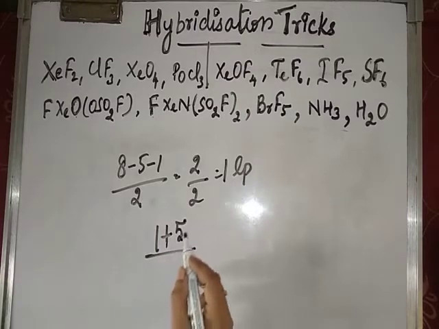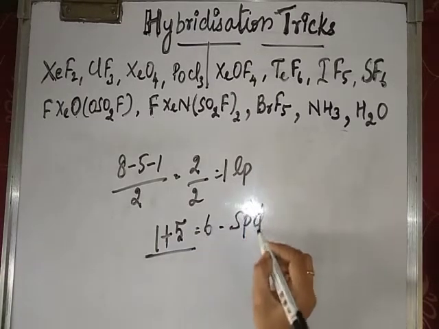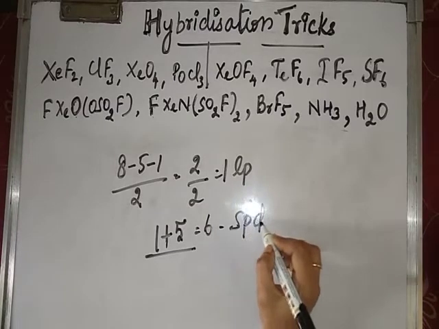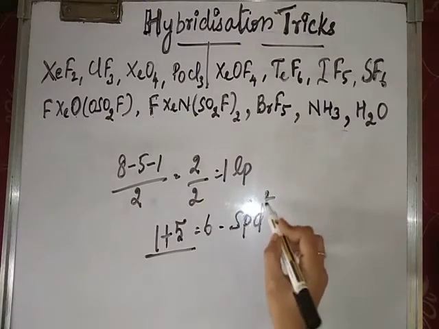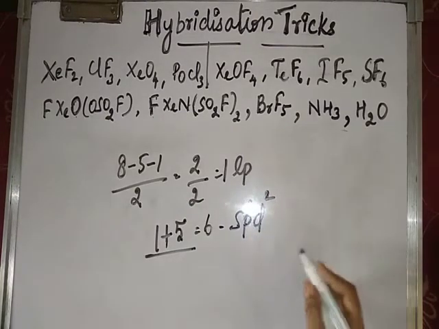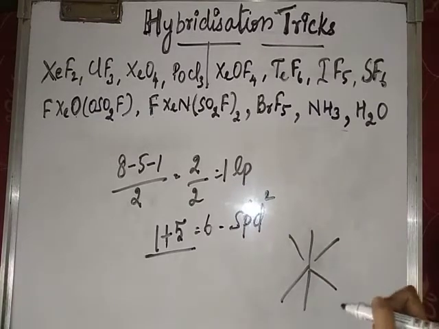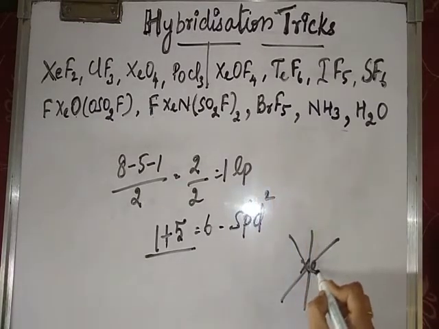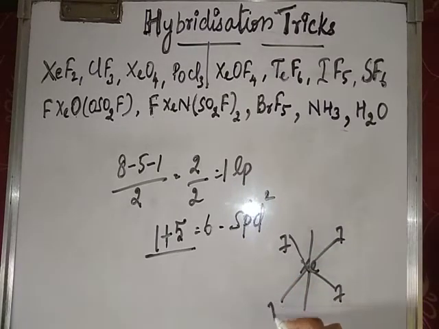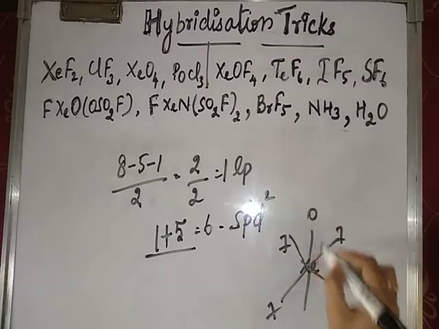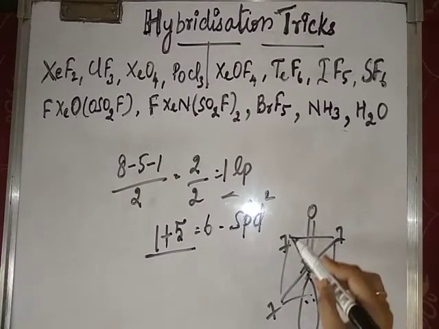Okay, to find out the hybridization. So 1 plus 5, 6. 6 means sp3d2. 1, 2, 3, 4, 5, 6. Like this you can arrange it. sp3d2, this base structure is octahedral. Okay, octahedral. So xenon will be like this. All the fluorine atoms will be like this. One oxygen will be on the top. This is the structure.